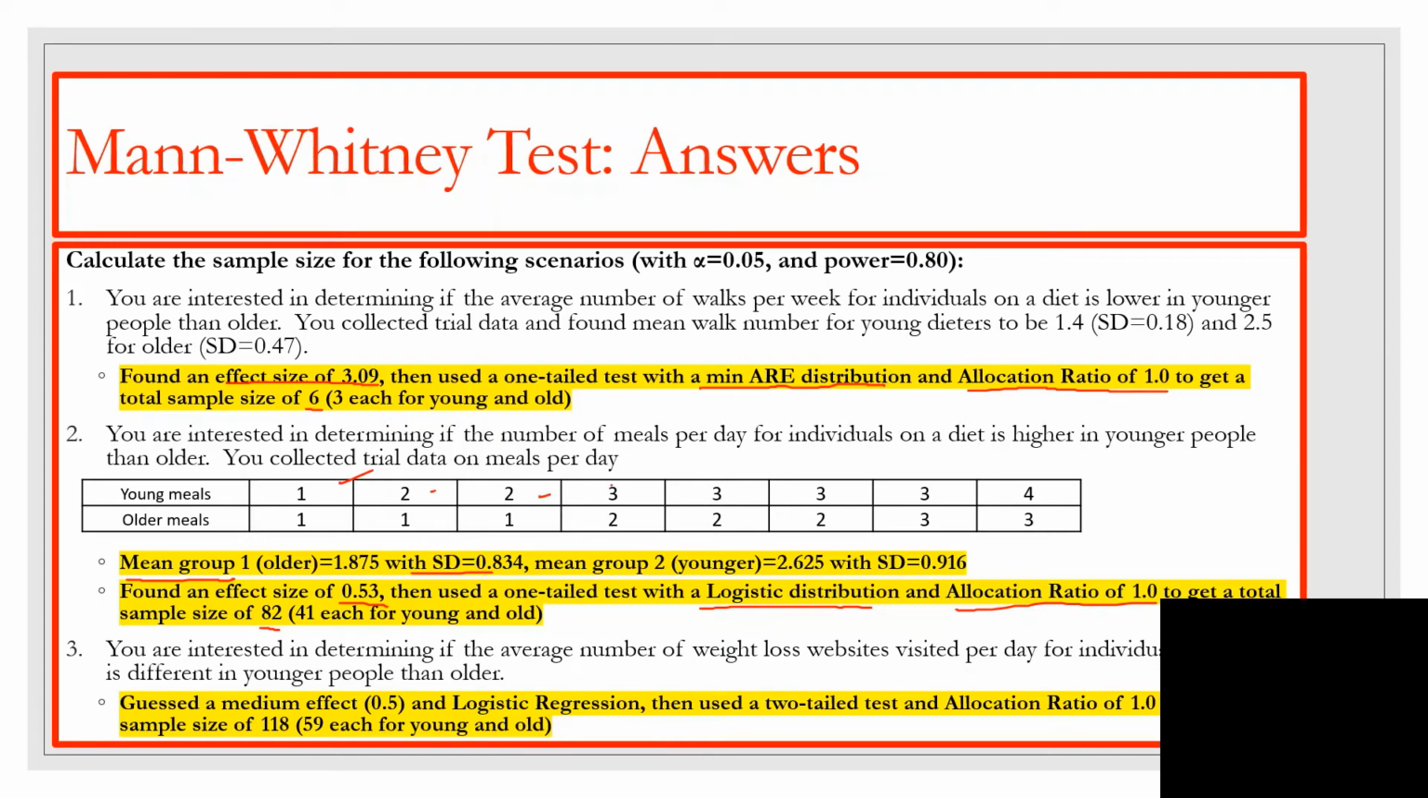Then the third question gives no information, so I try a medium effect, logistic regression, then use two-tailed, and an allocation ratio of 1, because I have no reason to believe that they'd be different group sizes, to get a total of 118, 59 each.